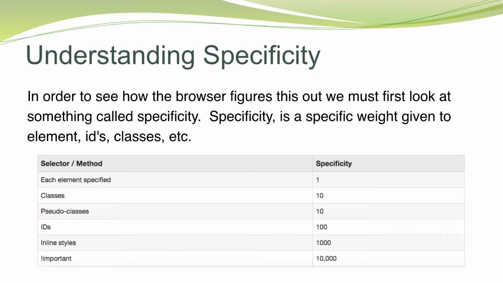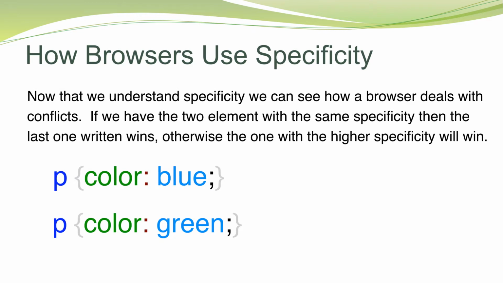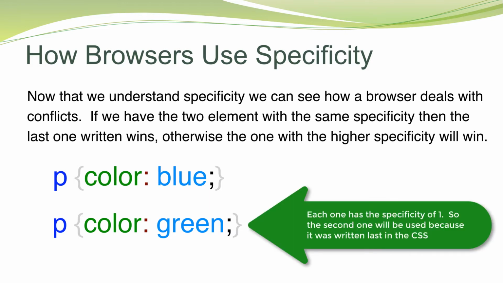Specificity is a specific weight given to an element, an ID, a class, etc. The table shows the specificity for each. You can see that they increase in multiples of 10: 1, 10, 100, 1000, etc. Now that we understand specificity, we can see how the browser deals with conflicts. If we have two elements with the same specificity, then the last one written wins. Otherwise, the one with a higher specificity will win.